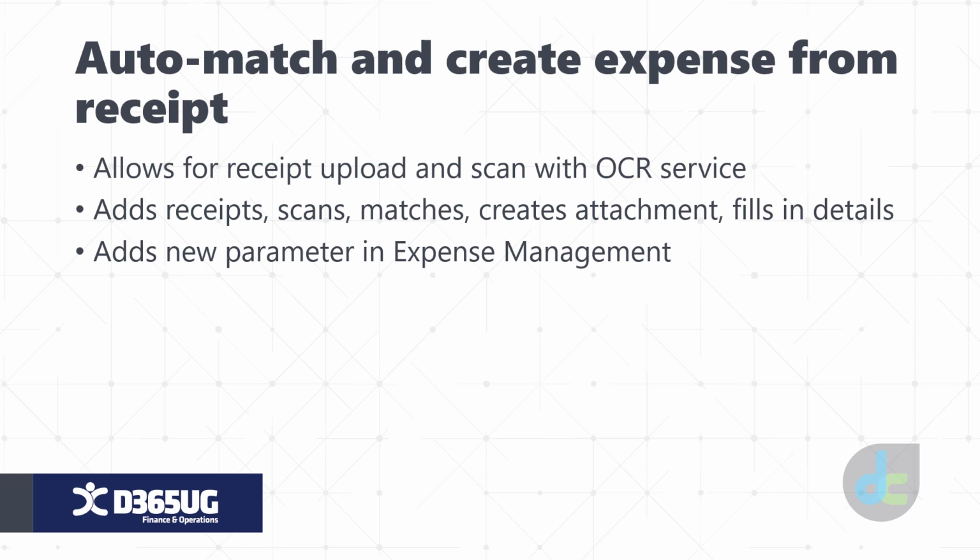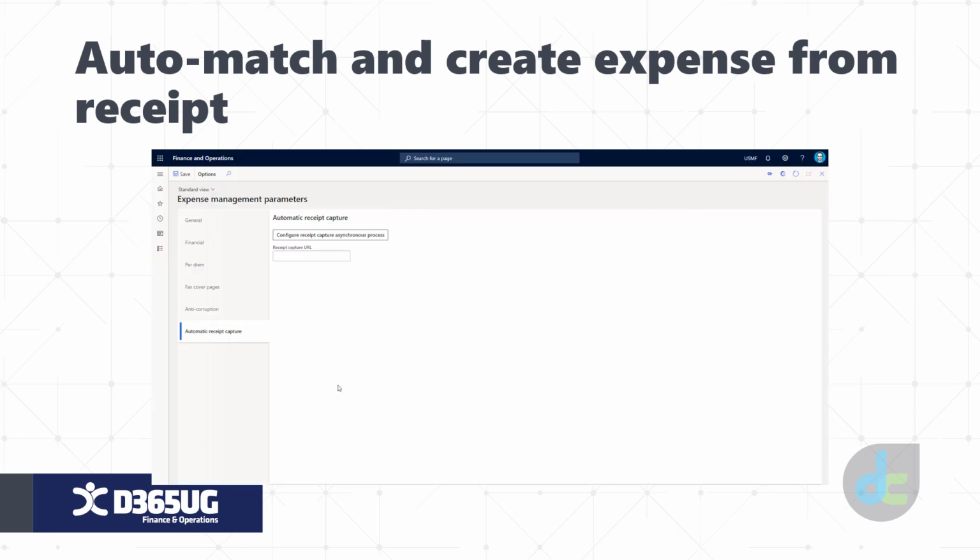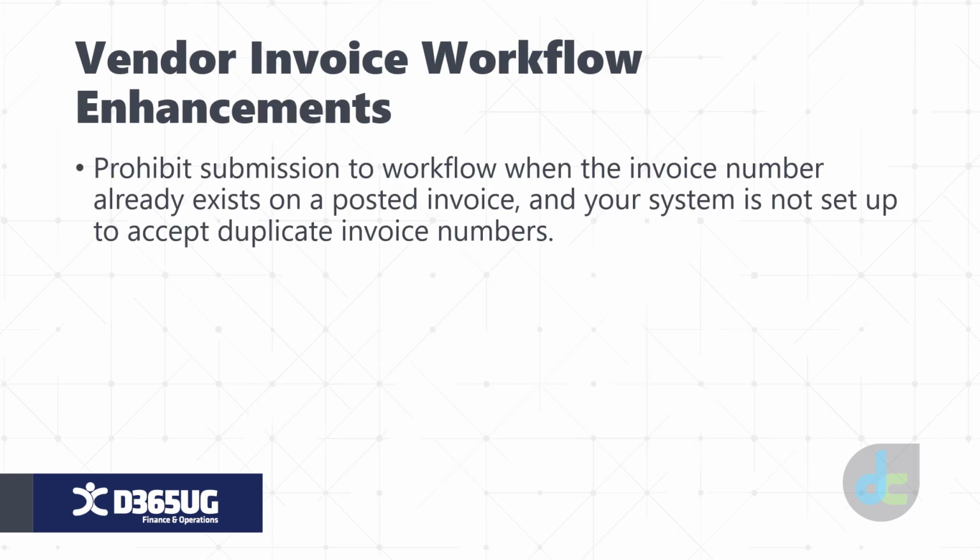But this allows for you to upload receipts and to have them run through an optical character recognition service. This will allow you to add a receipt. It'll get scanned, match, it'll create an attachment, and fill in all of the details in expense management. And there's a new parameter in expense management to sort of make all of this magic happen. So here it is, along with a button to help you set that up. This does require some additional Azure knowledge and resources, but if you use expense management, it's certainly worth checking out.